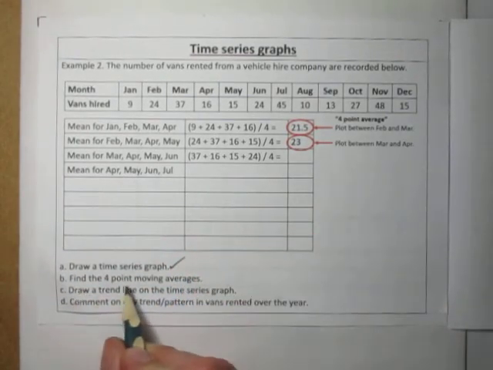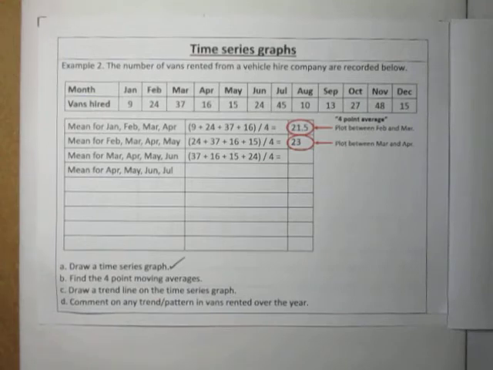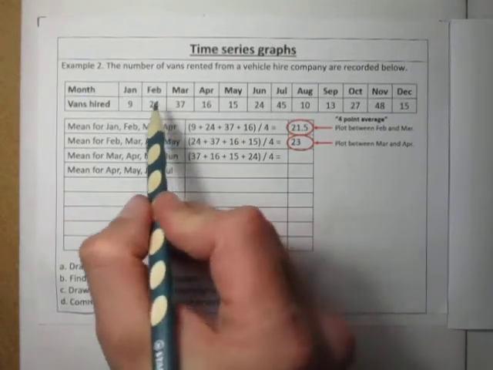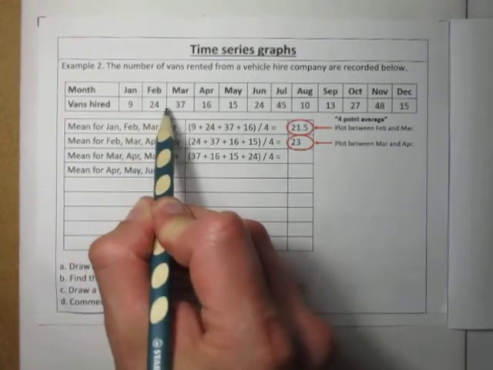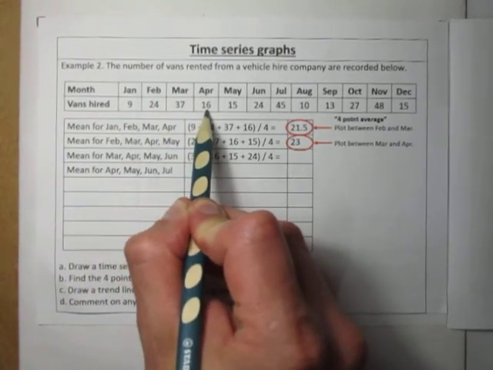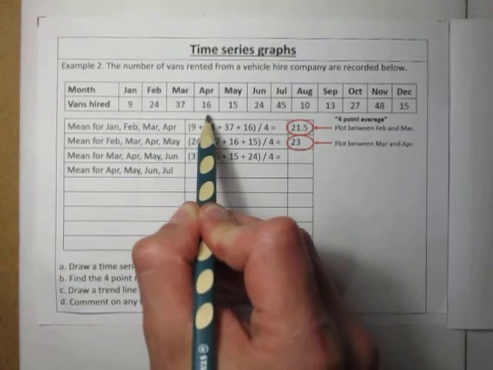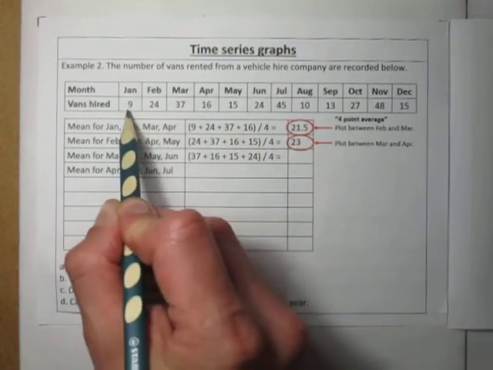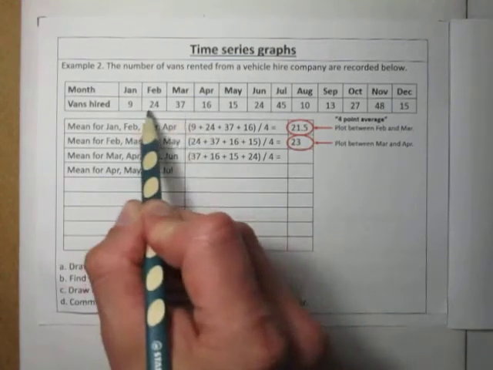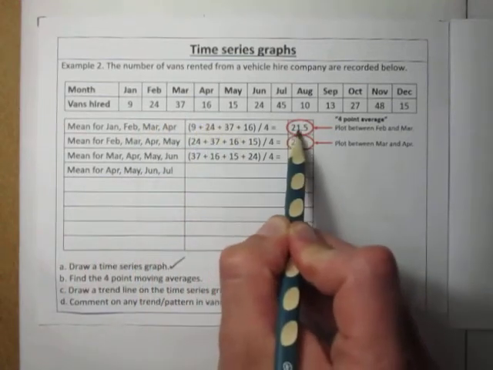So I'm asked here to find the 4-point moving averages. Now all that means is that I'm going to find the average of the first 4 points here. So 9 plus 24 plus 37 plus 16, press equals, and then divide by 4, which gives me 21.5. So it tells me that for these 4 months, the 4-point moving average is 21.5.